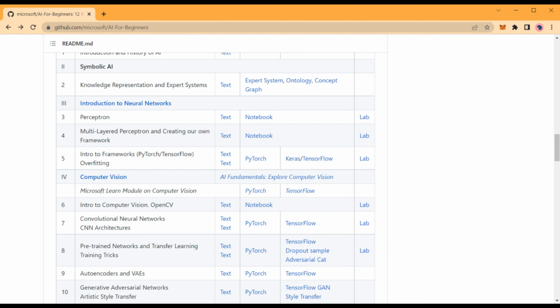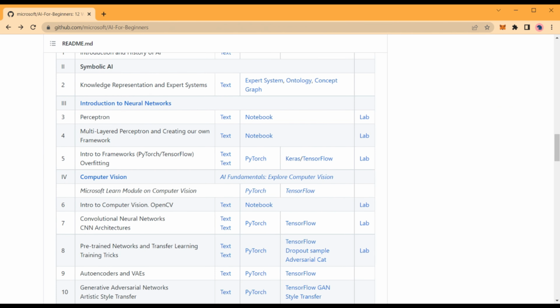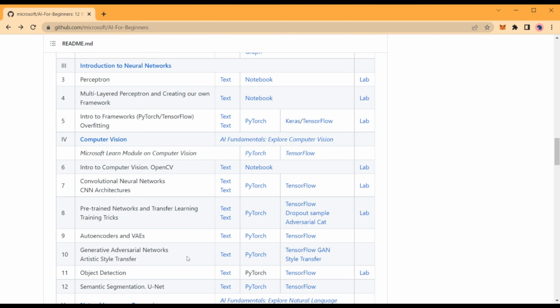We have a text for the CNN architecture, and for that we have a PyTorch block written in a Python notebook, and then for TensorFlow, and then we have a lab, right? I'm just clicking on the TensorFlow, and yeah, the TensorFlow block is written in a Python notebook. Okay, getting back. Then we have pre-trained networks, and for pre-trained networks we have a text, and for training tricks we have a text separately.